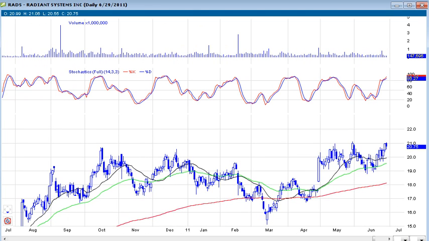Radiant Systems is a point of sale stock where we kind of concentrate on those. You go to the Burger King, they have those machines. "Oh, I'll have a Whopper, please." And they push in the machine. Well, they make the machines, Radiant Systems. Showing good strength, pushing up against 52-week highs.